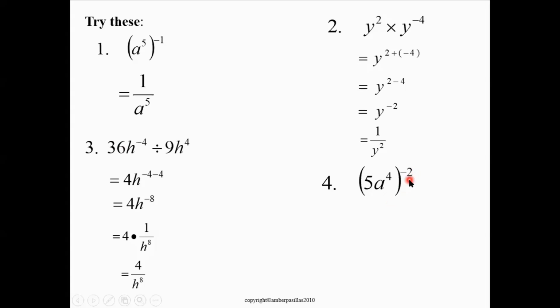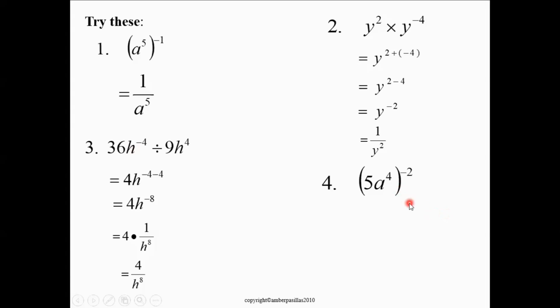This -2, based on the power of a power law, will be applied to every term inside the brackets here. So based on the power of a power law, I would have 5 to the power of -2, as well as a to the power of 4 to the power of -2. So this is telling me that everything inside these brackets must be raised to the power of -2. Whereas over here for number 3, this is telling me that only h has the power of -4.